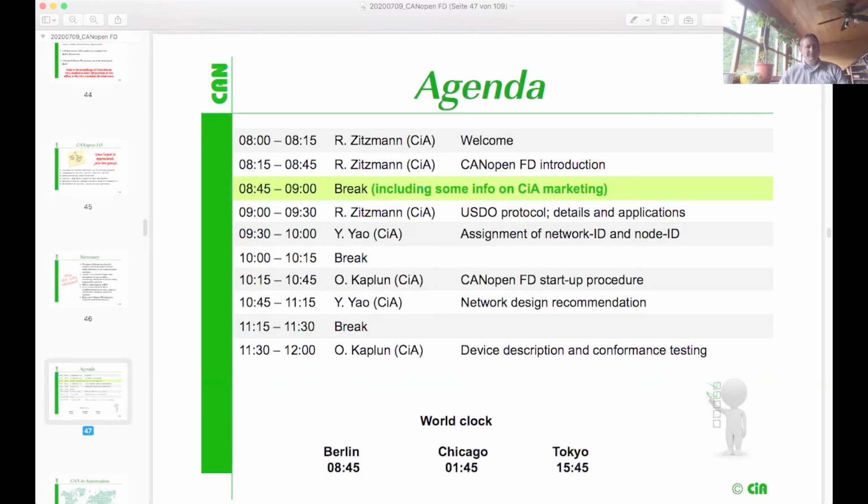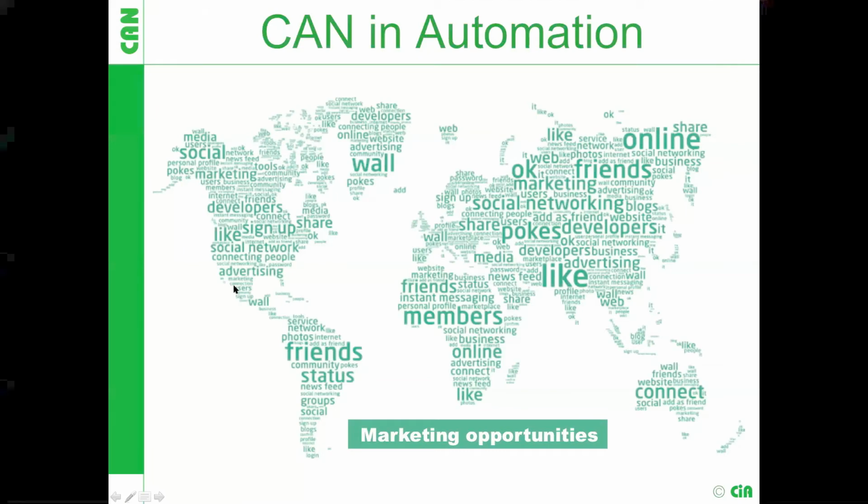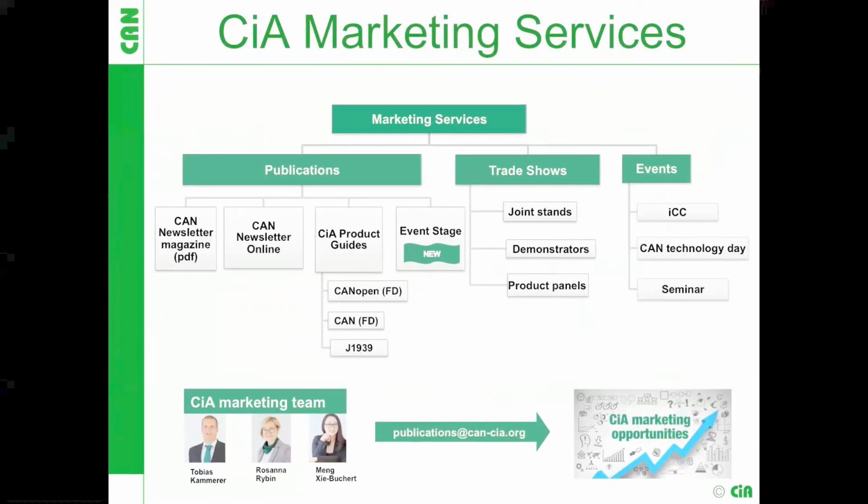Hello everyone, my name is Meng Xie-Buchert from the CIA Marketing Department. I'm very glad to have the opportunity today to run a short presentation about the CIA marketing services, which we offer to our members and non-members. CAN Automation provides a range of marketing services for promoting the CAN technology. The main important services are publications, trade shows, and events.